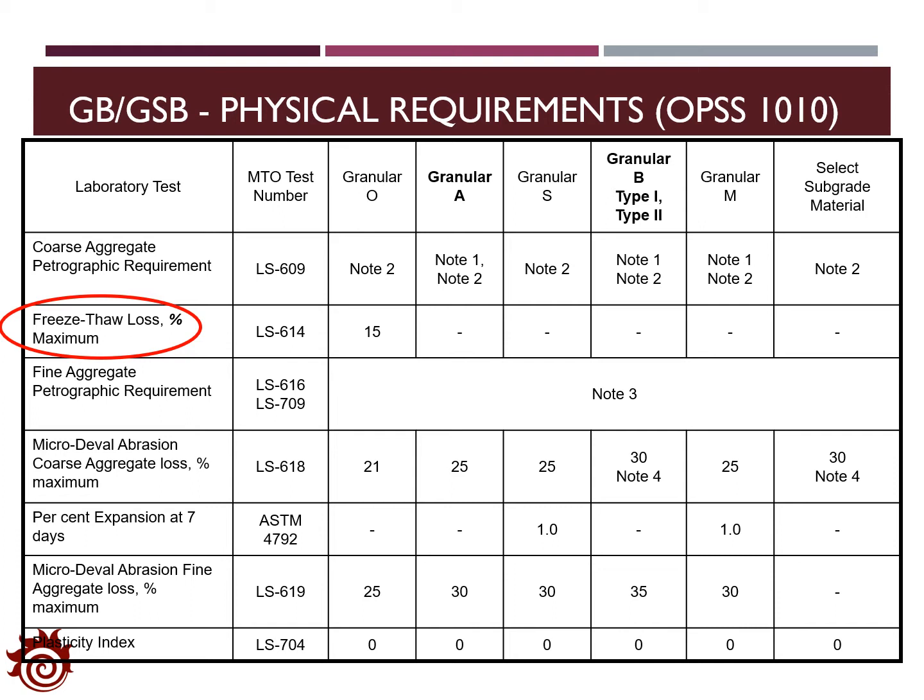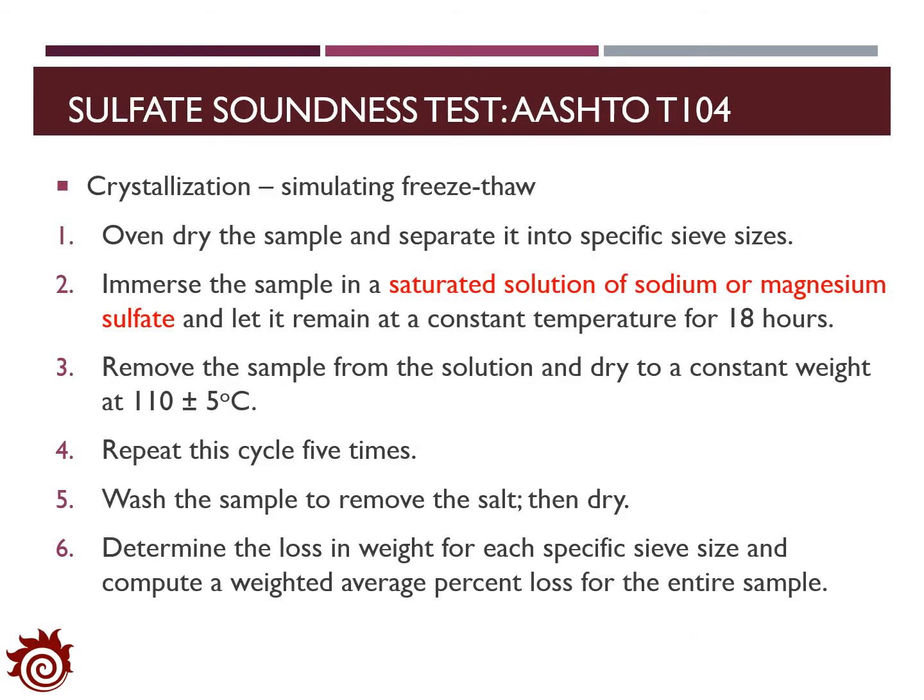In order to understand the freeze-thaw loss in the pavement design, we need to introduce the sulfate soundness test. The test procedure is defined in AASHTO T 104. This test will simulate the freeze-thaw effect with the crystallization. In the test, we will first oven dry the sample and separate it into specific sieve sizes, and then the weight of the materials with respect to different sizes will be measured.